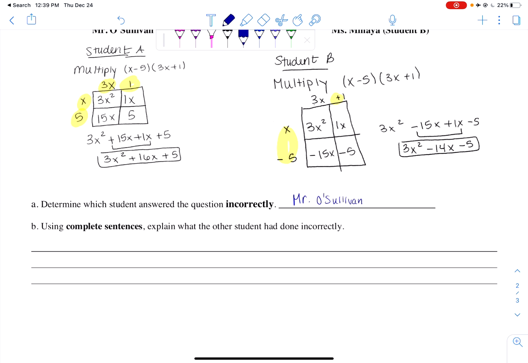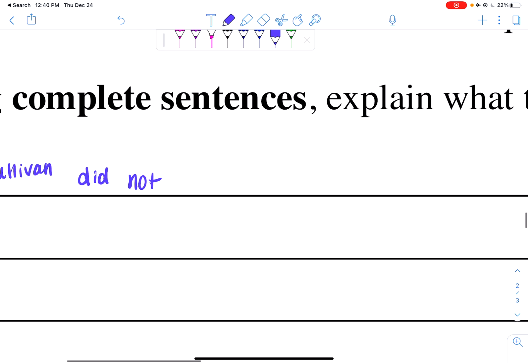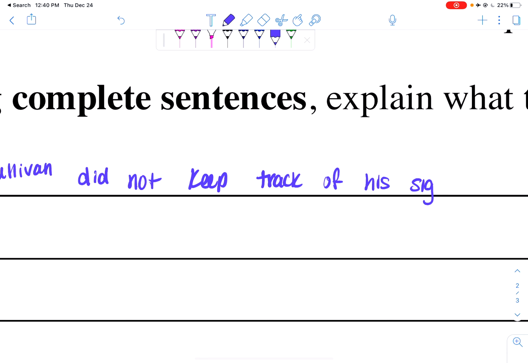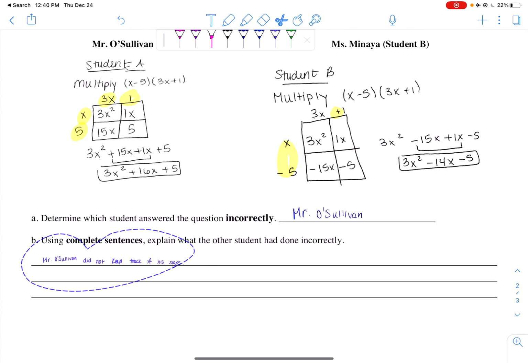Now, using complete sentences, explain what the other student had done incorrectly. So, what Mr. O'Sullivan did was, he did not keep track of his signs. Because if you look, I'm going to make this bigger so you can see it if you're watching it on YouTube. He didn't keep track of his signs.